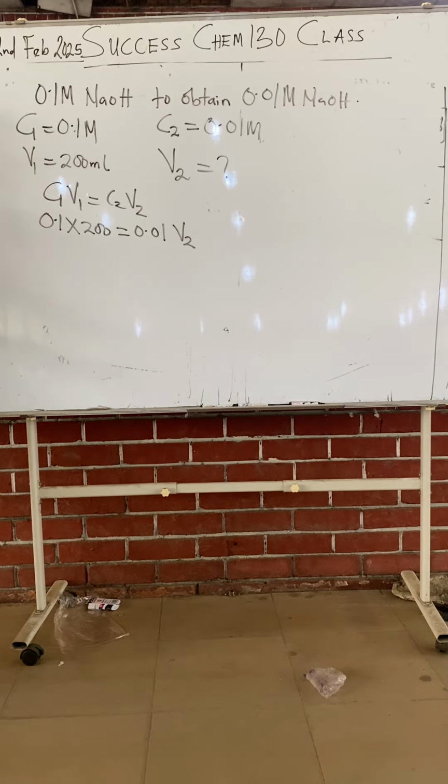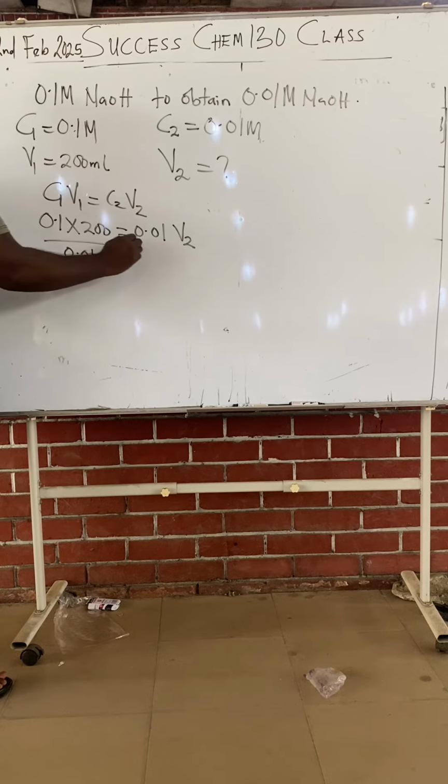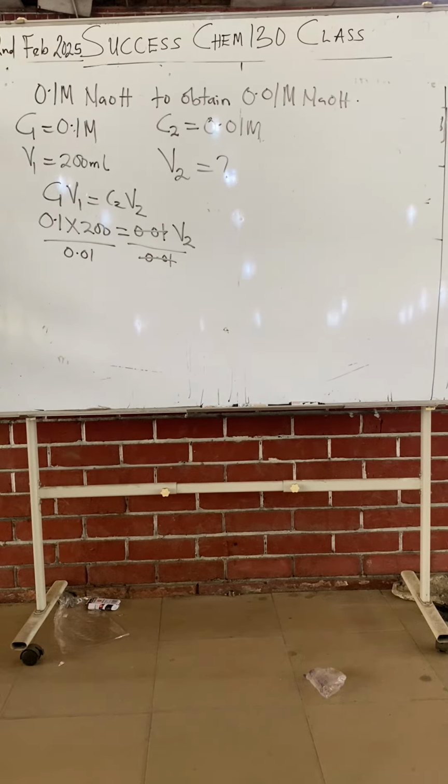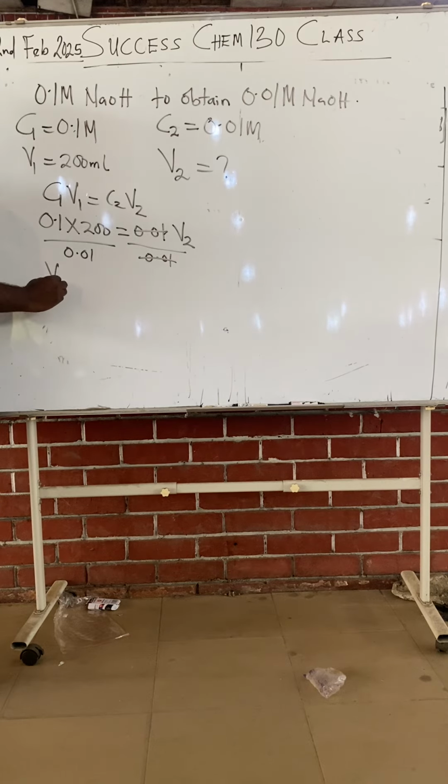Class, we divide both sides by 0.01. So 0.1 times 200 divided by 0.01 is 2,000. So my final volume is 2,000 mL.